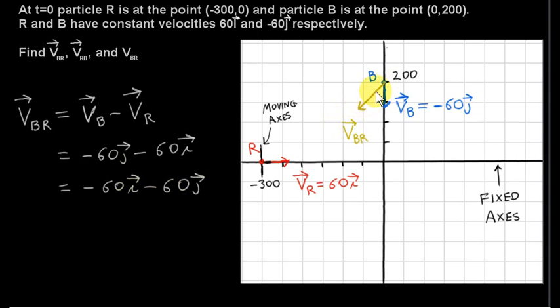Here is a picture of VBR. So from the point of view of the moving axes, B appears to move in this direction, whereas from the point of view of the fixed axes, B appears to move with velocity -60j. VBR has components -60i minus 60j.